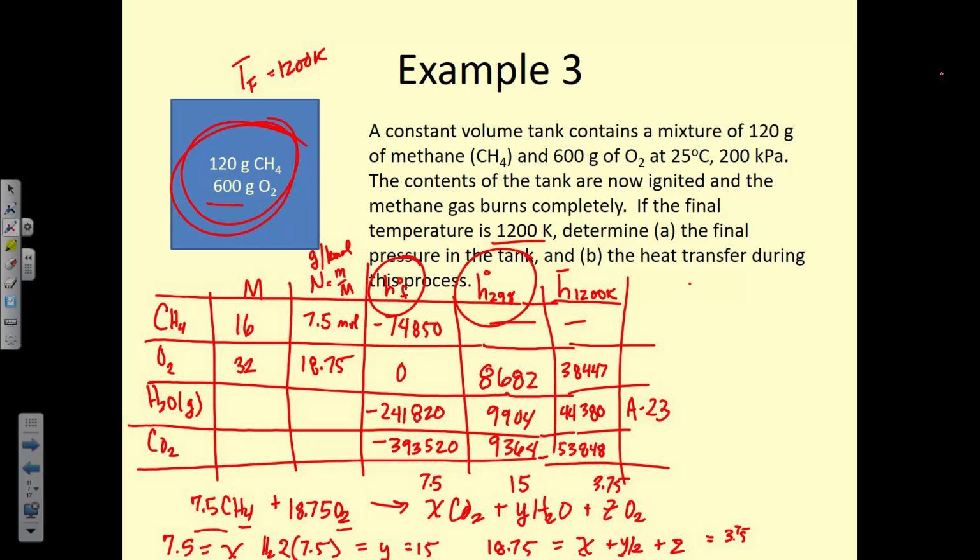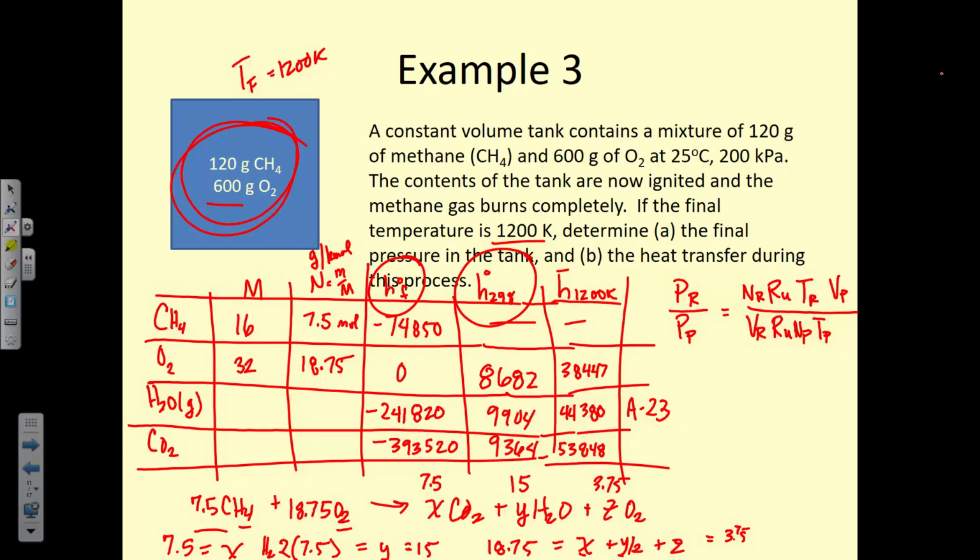So if we look at the pressure of the reactants divided by the pressure of the products, it is equal to the number of moles of the reactants times the gas constant times the temperature of the reactants over the volume of the reactants. And then we can do the same thing for the products: the gas constant times the number of moles of the products, temperature of the products, and then the volume of the products.